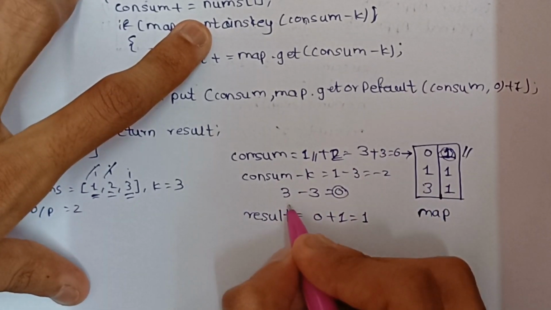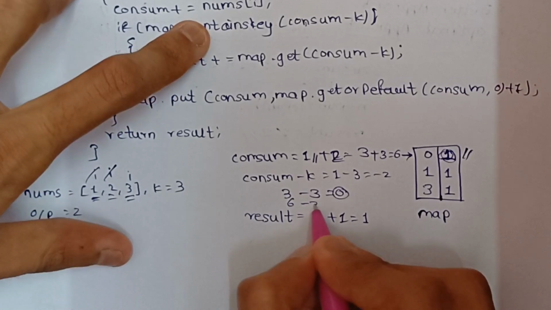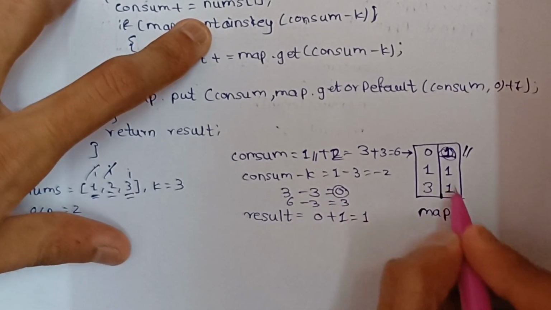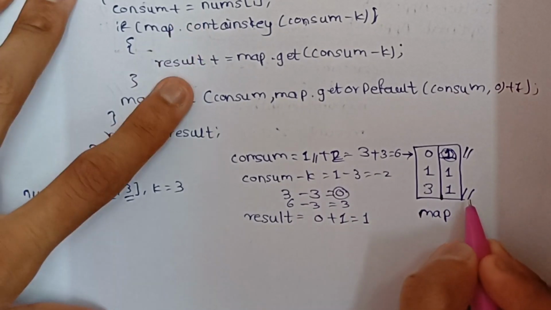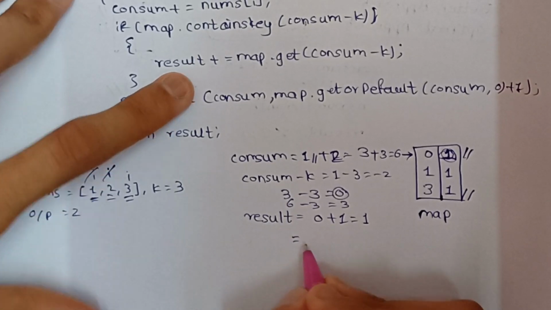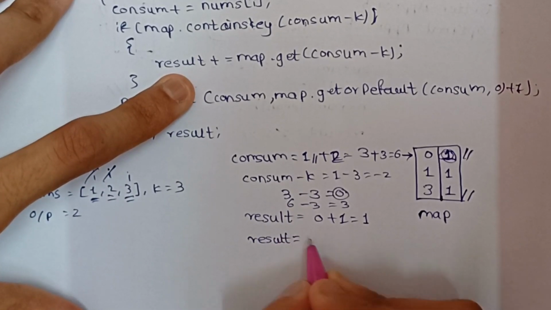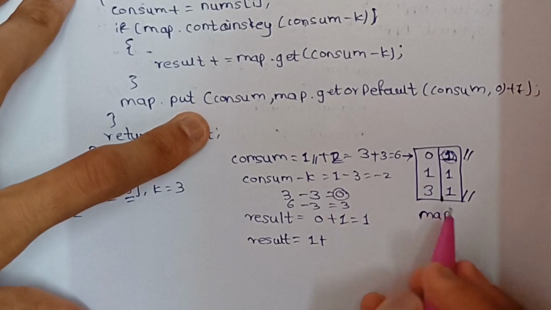Okay, now consecutive sum minus k, 6 minus 3, which is equal to 3. Now 3 is in the hash map. Yes, here 3 is in the hash map. So now we will add into result plus result means 1, plus we will add this number.